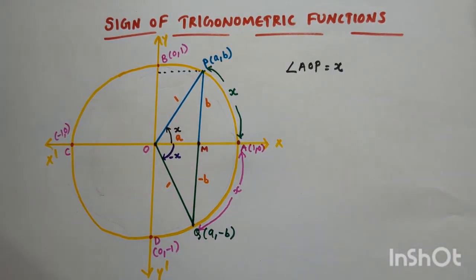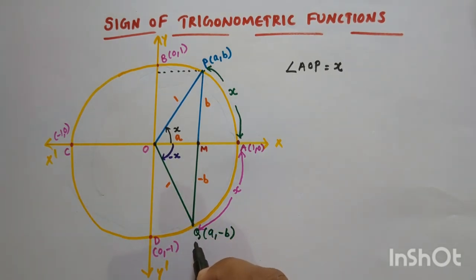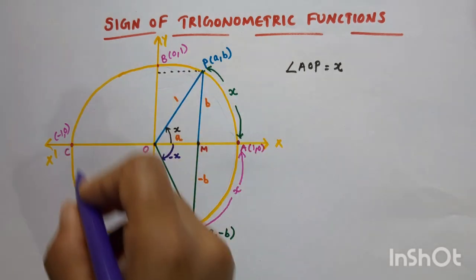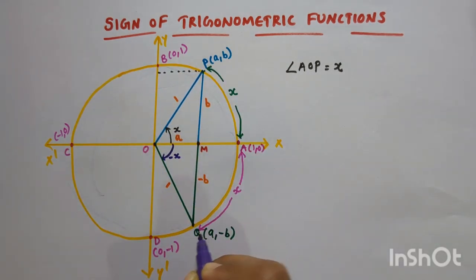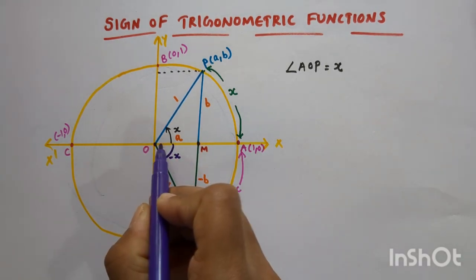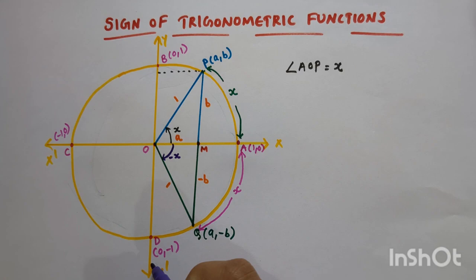Now we have considered another point Q with coordinates (A, minus B) on this unit circle. A is the x-coordinate of Q, minus B is the y-coordinate of Q. Why is it minus here? Because this point Q lies in the fourth quadrant. This is the positive x-axis, this is the negative y-axis. So the x-coordinate will be positive and the y-coordinate will be negative. That is why its coordinates are taken as (A, minus B).